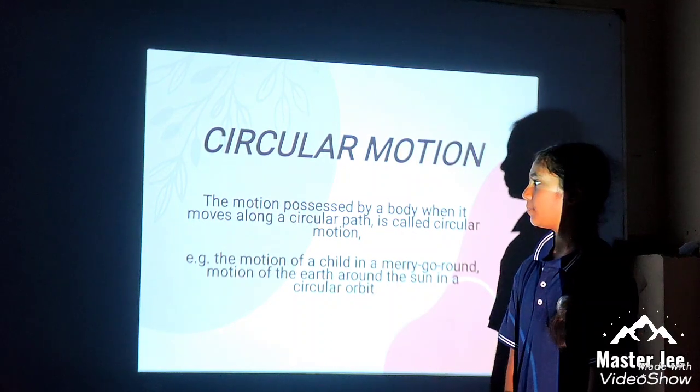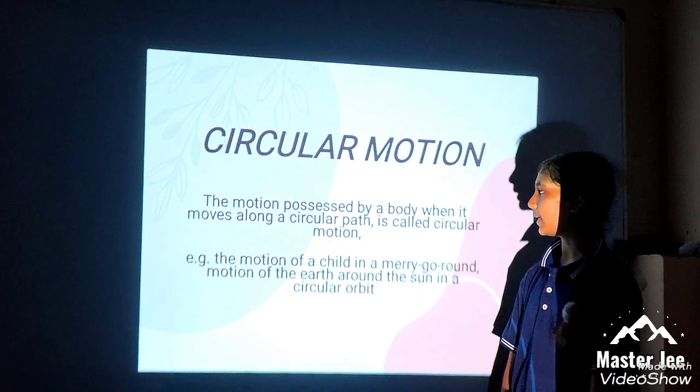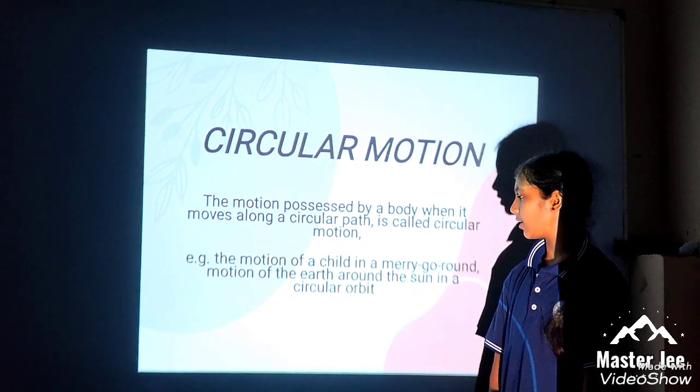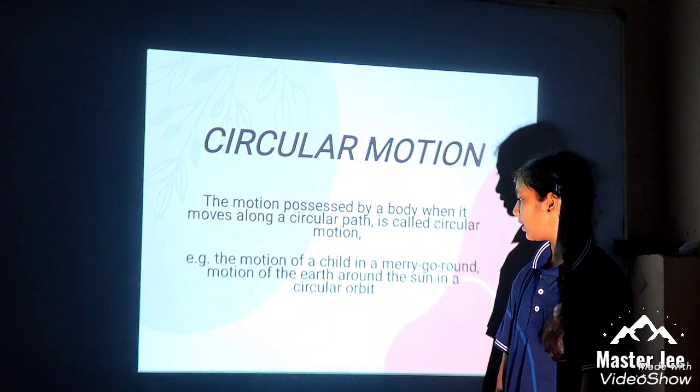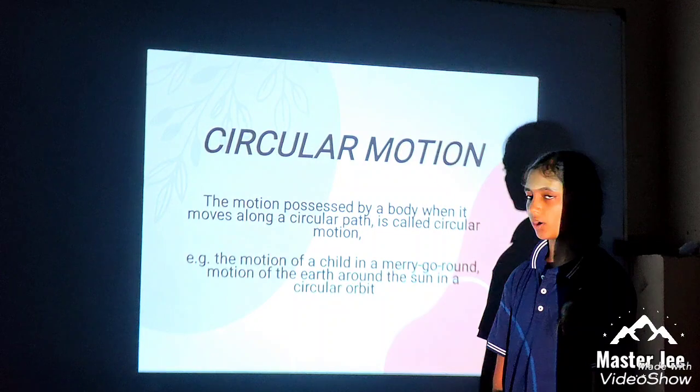Circular motion. The motion caused by a body when it moves along a circular path is called circular motion. Example, the motion of a child around a merry-go-round. Motion of the earth around the sun in a circular orbit.